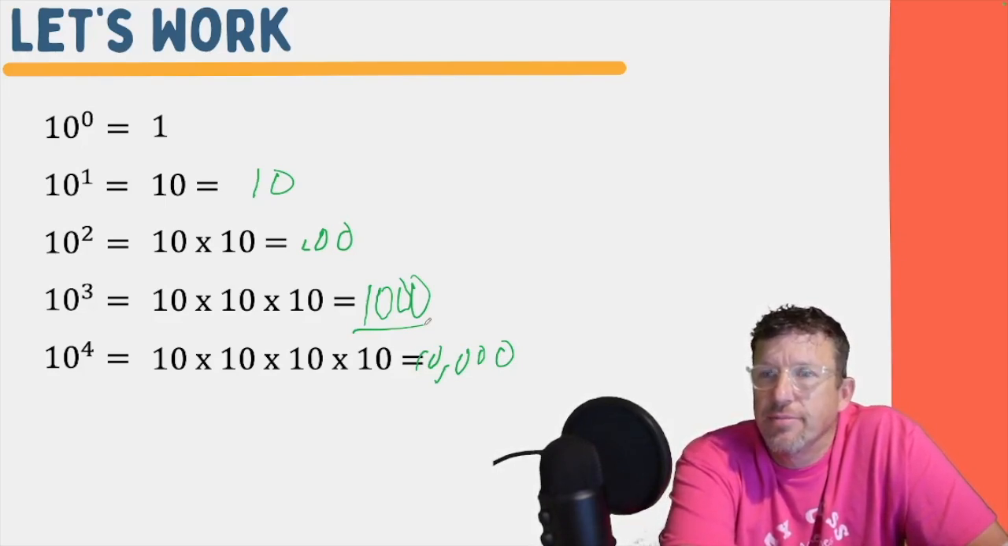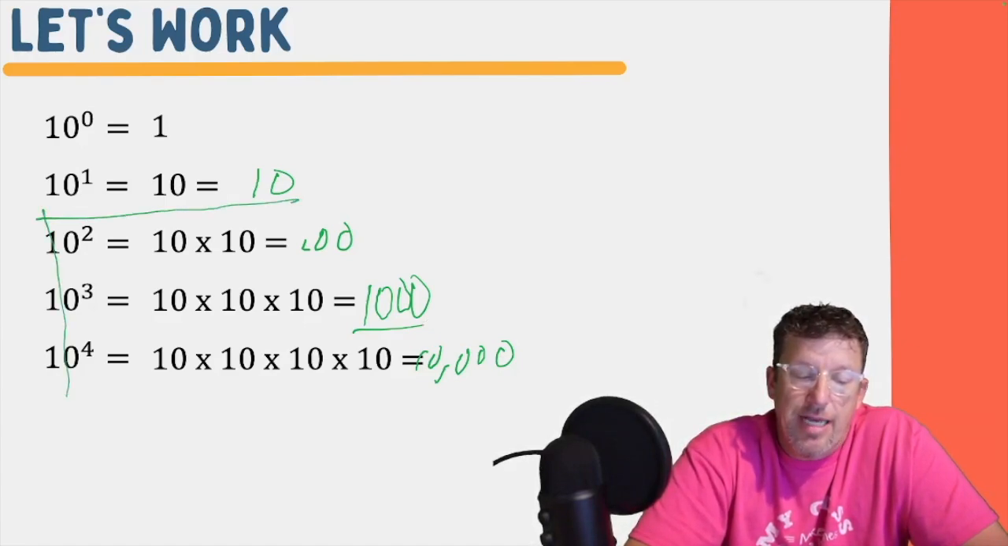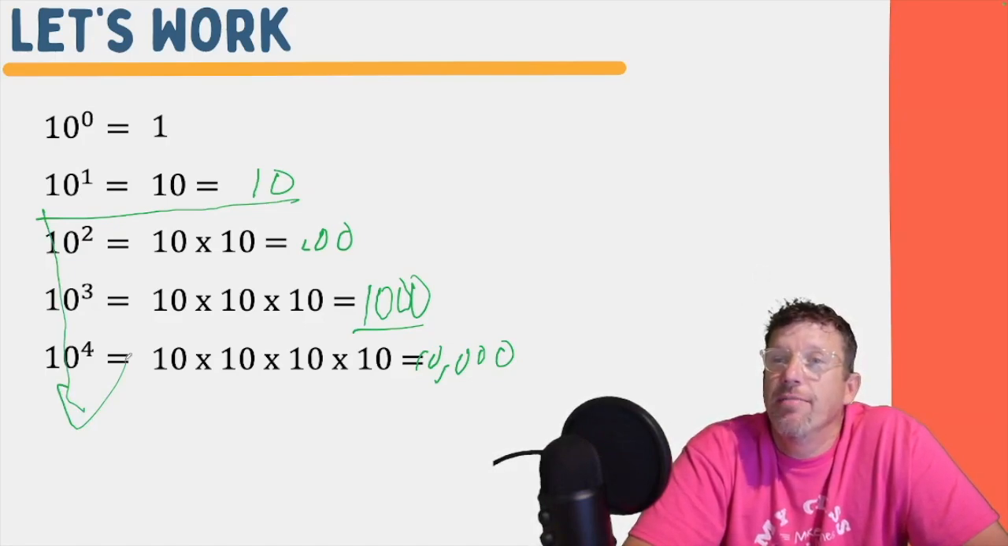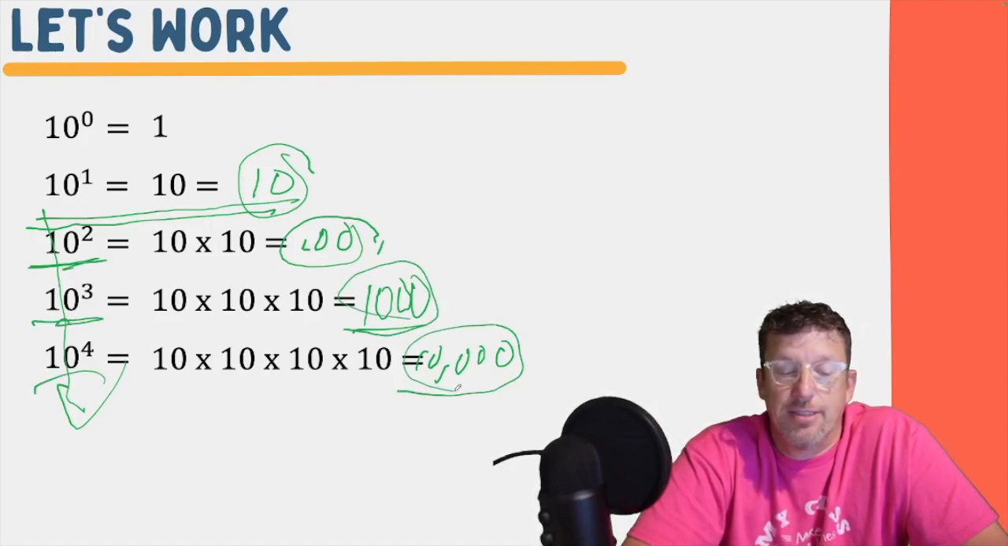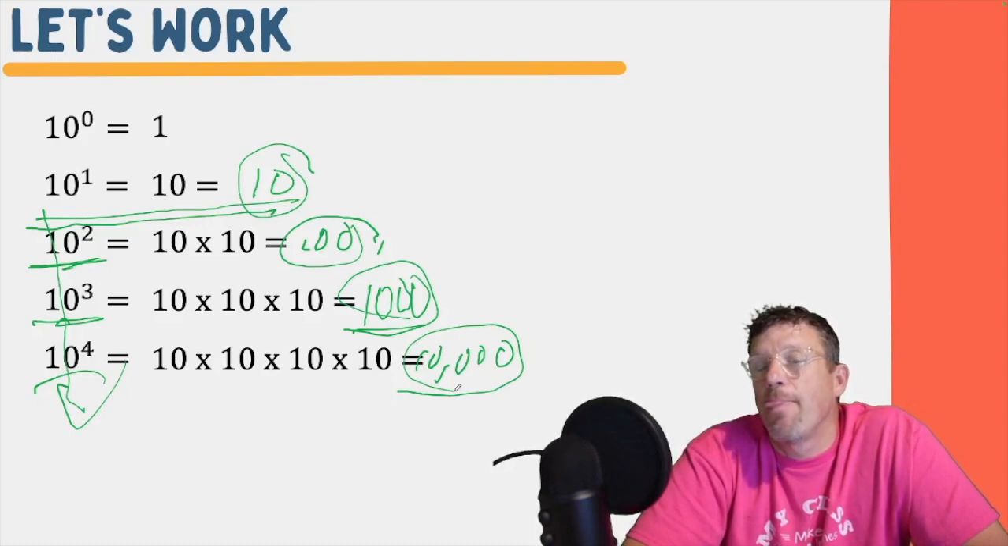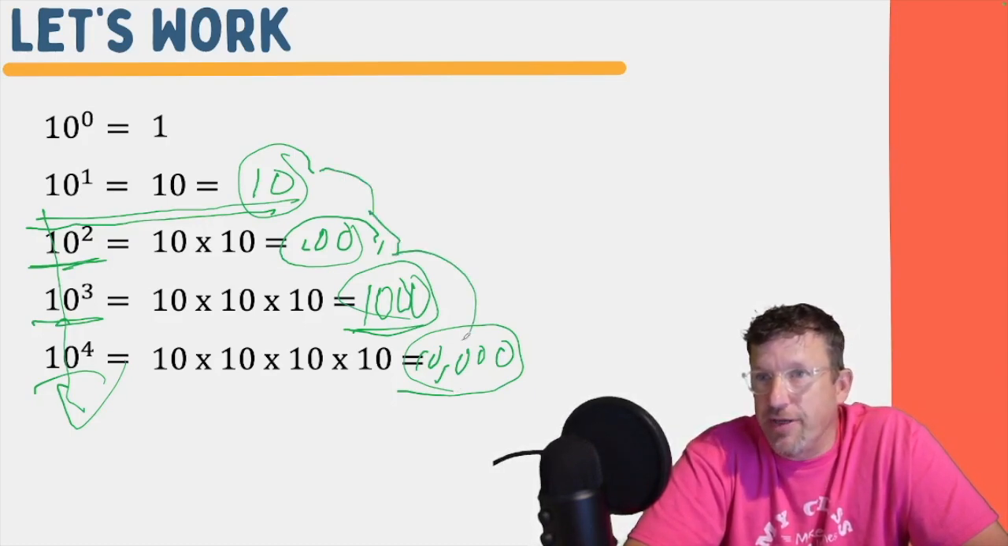I do. I see some pretty cool patterns. What I see is from here down, every time we go up by one number in the exponent, so this was 10 to the first, we have 10. This is 10 to the second, we have 100. 10 to the third, we have 1,000. 10 to the fourth, we have 10,000. What's the pattern? Well, they just keep getting 10 times bigger, just like the place value chart.